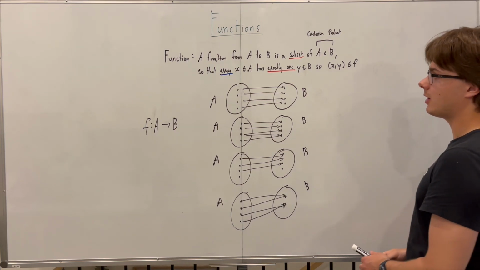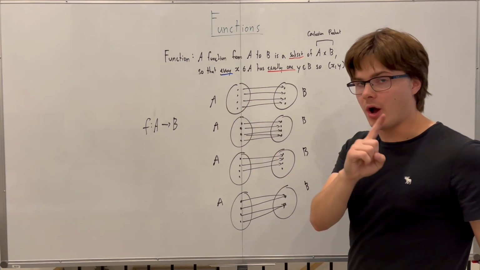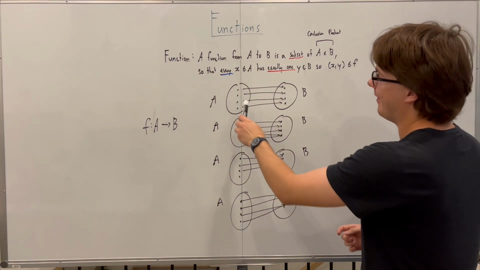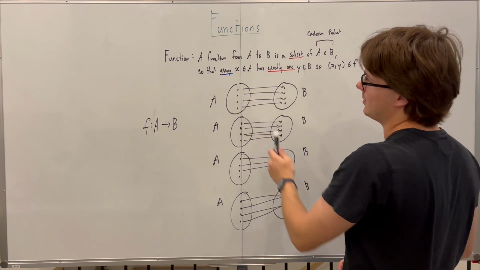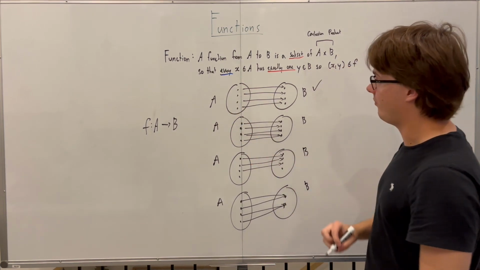The first one up here, every single element in A only has one arrow. So we meet this criteria well. And then the second thing we notice is every single element in A has an arrow. So yes, this is in fact a function.